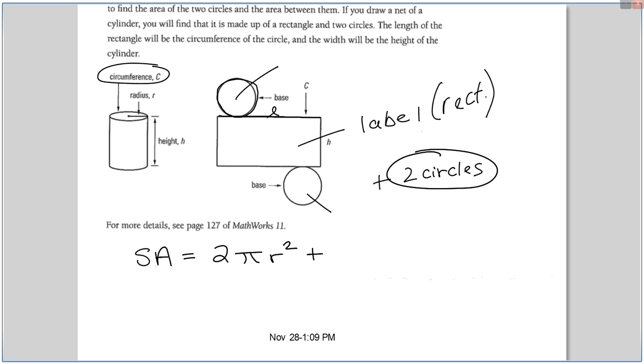Anybody know how we're going to get the formula for the rectangle? Remember, it's related to the circumference. So for the rectangle, to get this area, you have to times this length by this height. And the length is just the circumference, so 2 pi r. And the width is the height of the cylinder, right like that. So that's the formula for the cylinder.